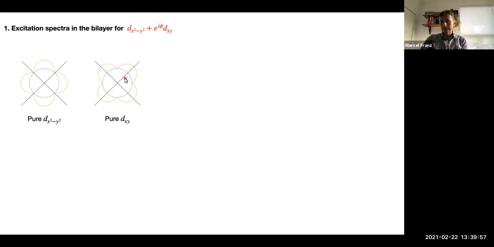Now, pure dxy would be obtained by simply rotating this picture by 45 degrees. So it has now maxima along the diagonals and minima along x and y direction. Now, if you were to combine the two order parameters with real coefficients, and you can easily do a simple calculation, all you would find is that the system remains gapless, but these nodes now detach from the diagonals, and depending on the coefficients, they can be anywhere. You can rotate this just like D-wave orbitals.